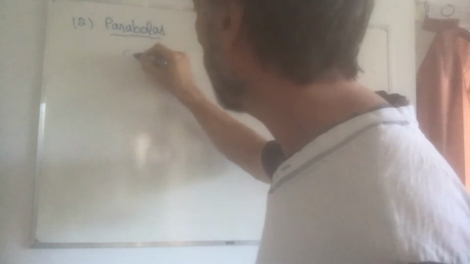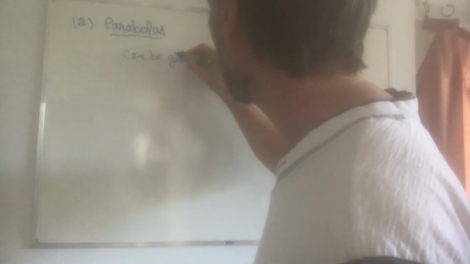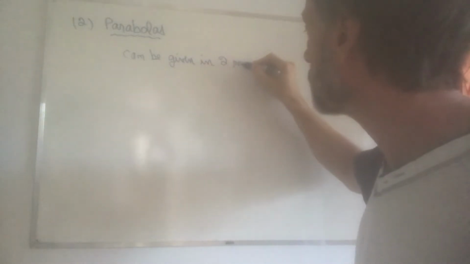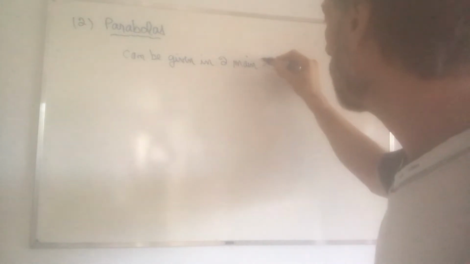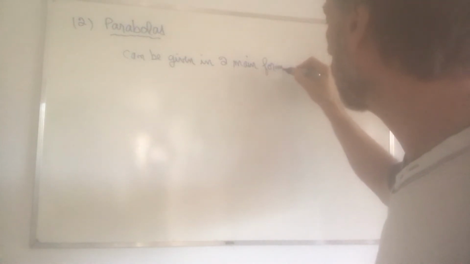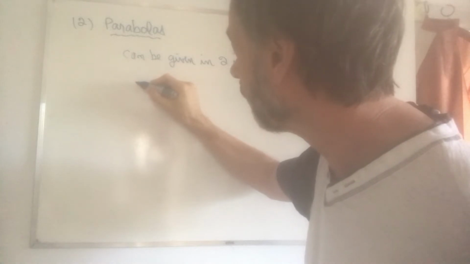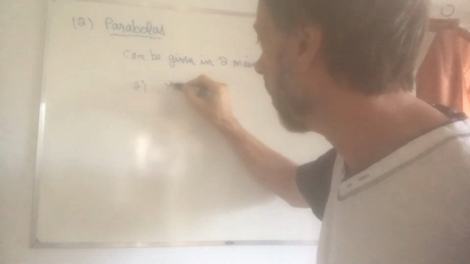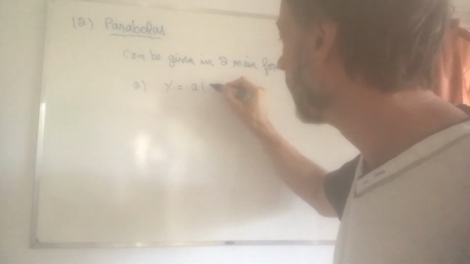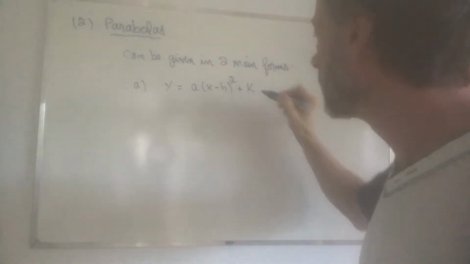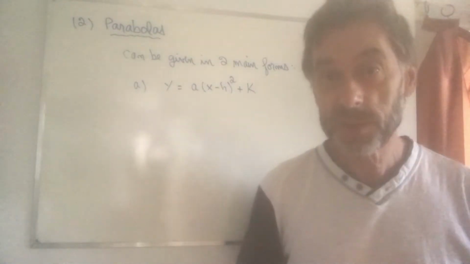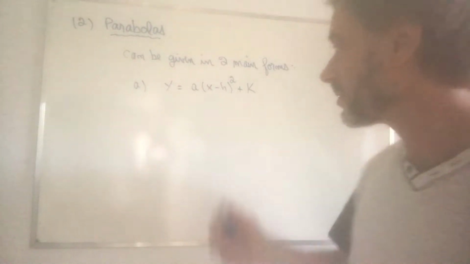Parabola-wise, that can be given in two main forms that you all have seen in high school, of course. Two main forms. Perhaps you remember this: y equals a(x minus h) squared plus k. Does that ring a bell? The famous hk thing that we played with extensively in high school.